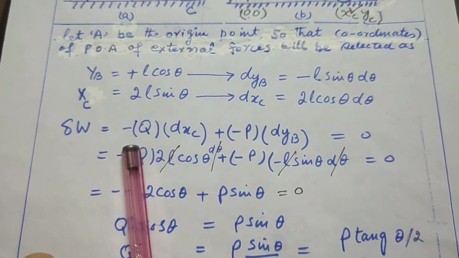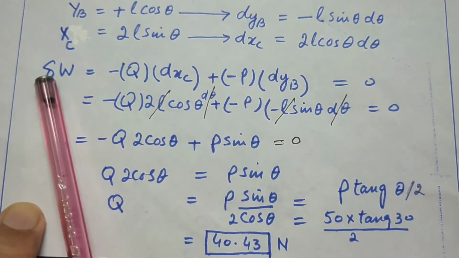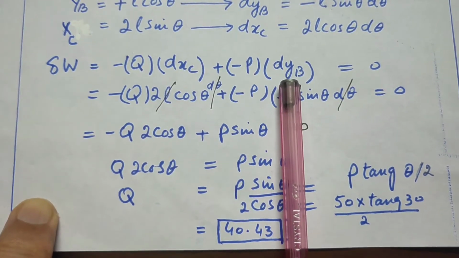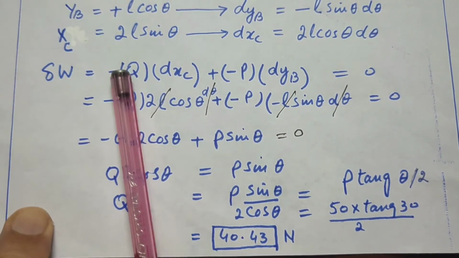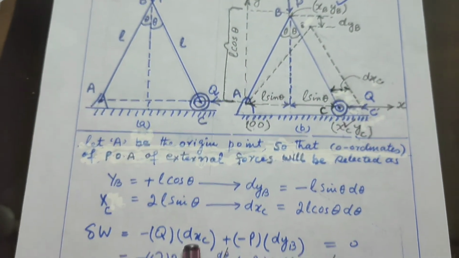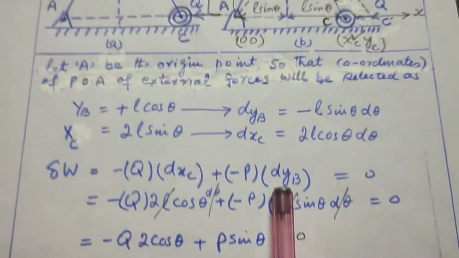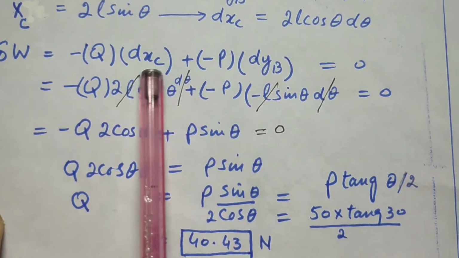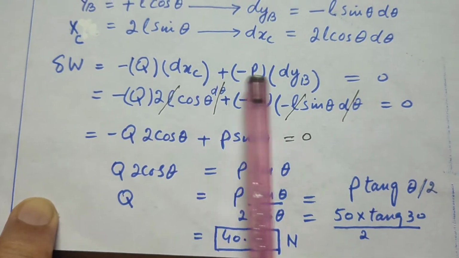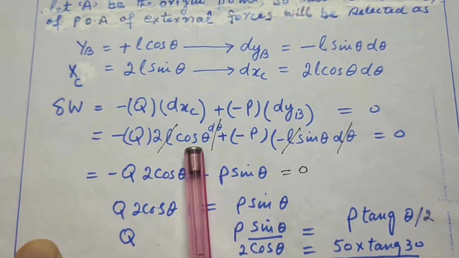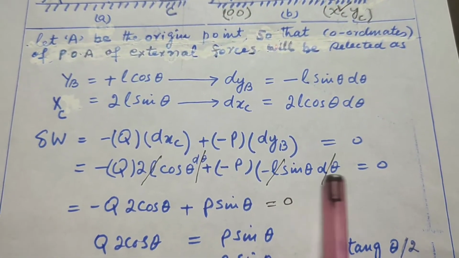Applying the virtual work equation, del W equals minus Q into dxc plus P into dyb, equal to 0, where Q and P are external forces, and dxc and dyb are virtual displacements. Then we put in the values of dxc and dyb: dxc is 2L cos theta into d theta, and dyb is minus L sin theta into d theta, equal to 0.